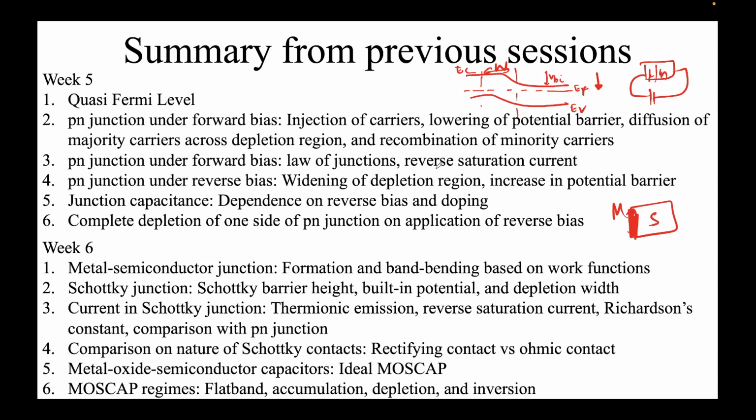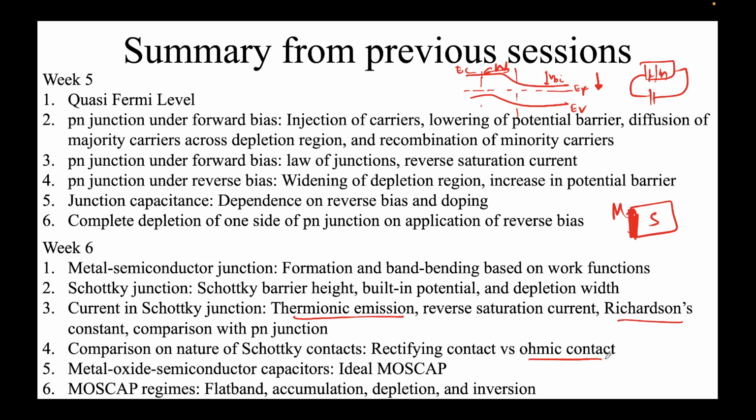The only difference being here it was through diffusion and drift in p-n junctions. In a Schottky junction it's thermionic emission, and we also saw the Richardson constant, and its comparison with the p-n junction. The key thing about this Schottky junction is it's faster, right?